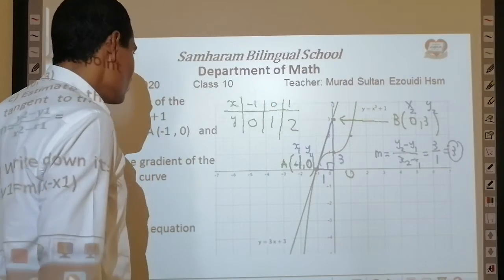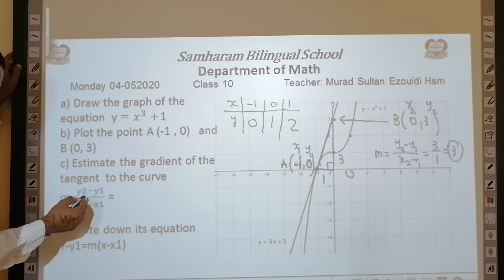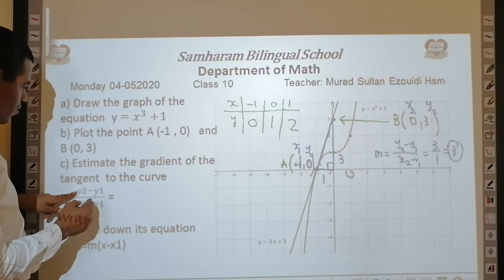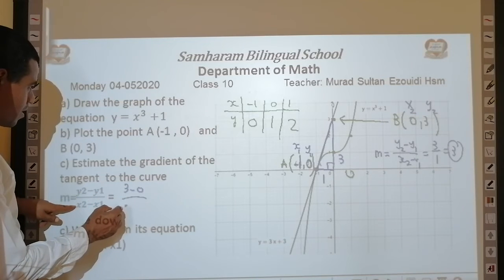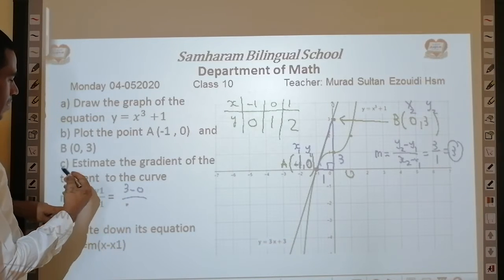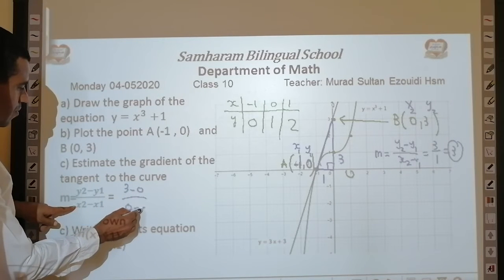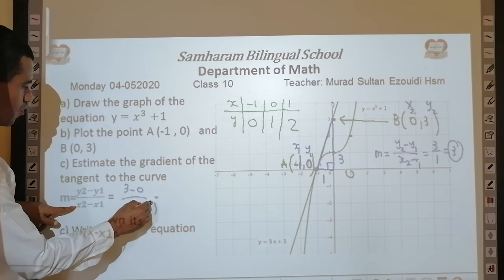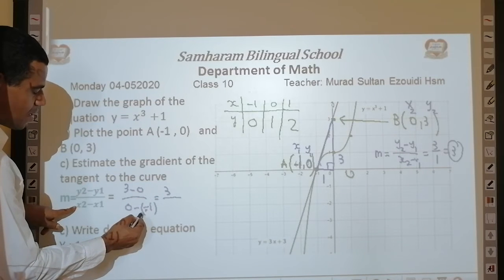Okay, now I will use the formula. The formula is what? The gradient is y2 minus y1, it will be 3 minus 0 divided by 0 minus 1. 0 minus 1. Okay, it will be 3 divided by... 0 minus negative is a plus.